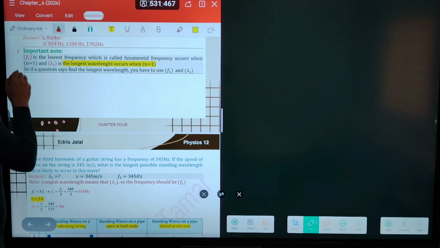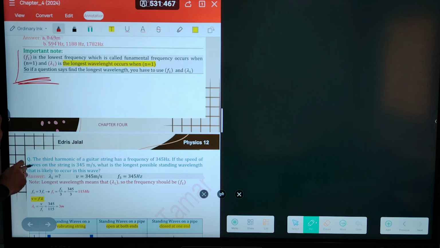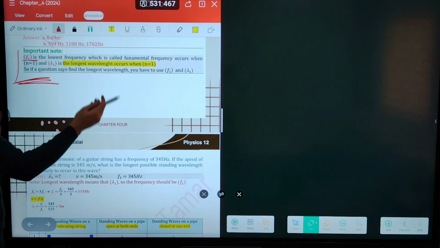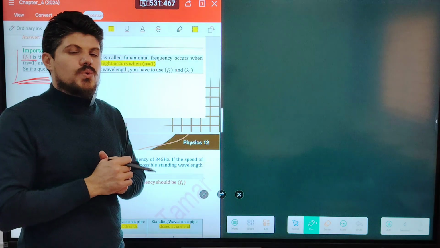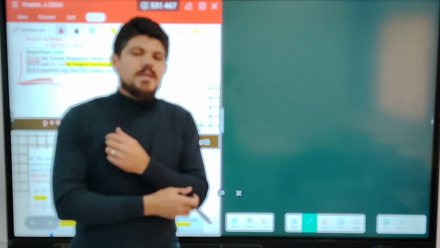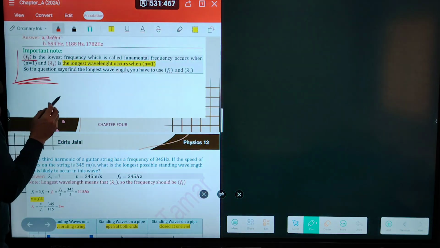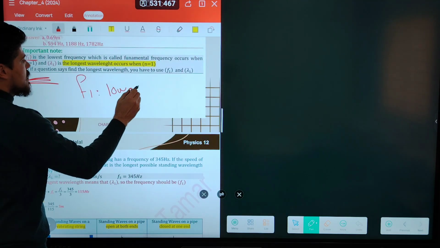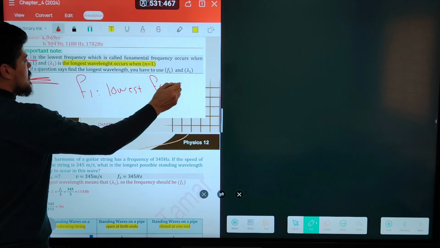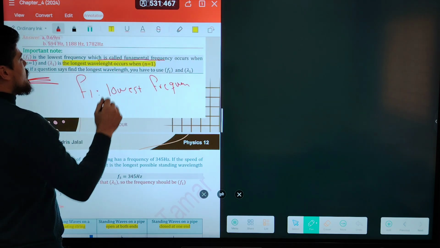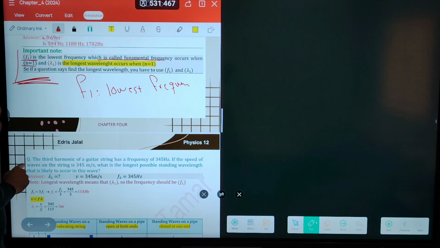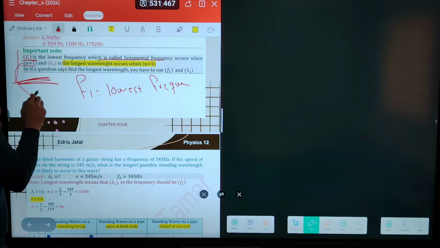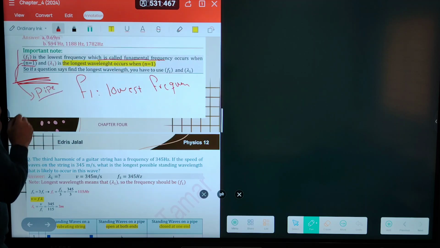So look at this note. It's very, very important, guys. Listen carefully. Pay close attention to this note. What do we mean by F1 being the lowest frequency? If the question asks you to find the lowest frequency, what do you mean by lowest frequency? F1. What is F1? The lowest frequency, which is called the fundamental frequency. It occurs when n is equal to 1, for a string and for a pipe closed at one end.